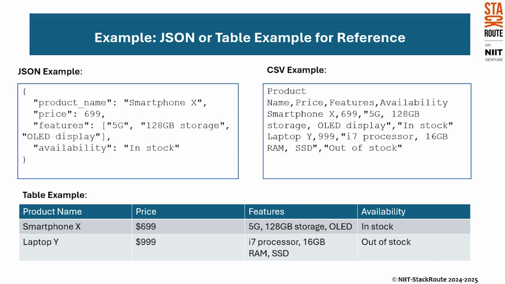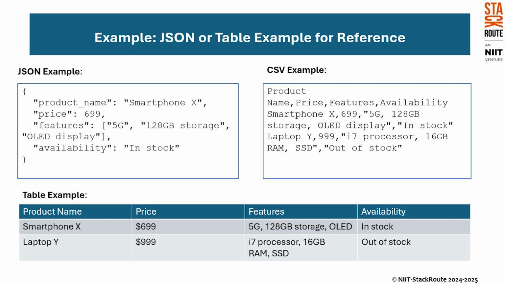In the JSON example, we are structuring information about a product, smartphone X, using key-value pairs. Product name, smartphone X, tells us the name of the product. Price, $699, specifies the price of the product. Features, 5G, 128 GB storage, OLED display, lists the product features in an array format. Availability, in stock, tells us the availability status of the product. This structure makes the data easy to parse by computers and integrate into databases, APIs, or applications.